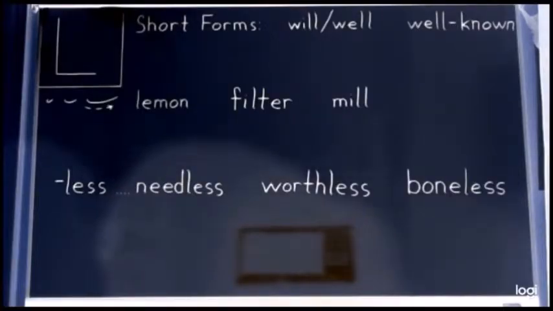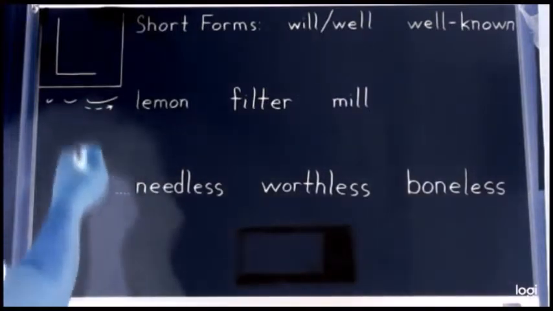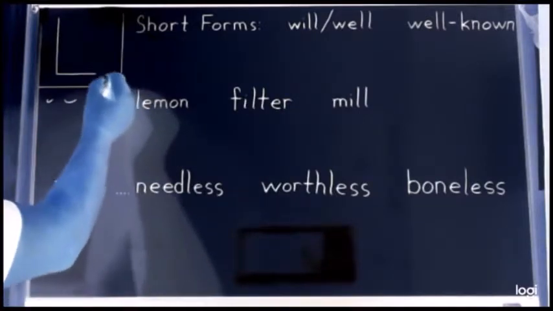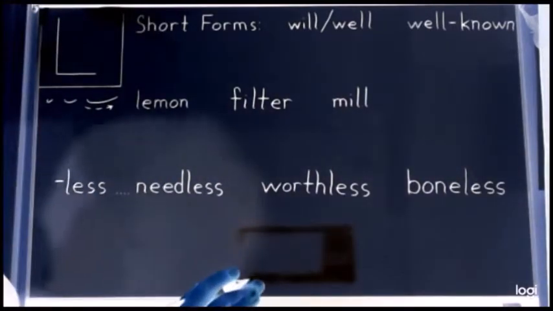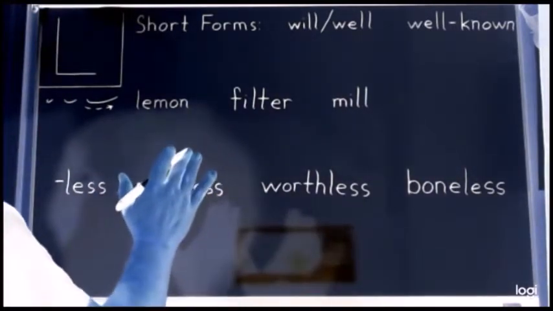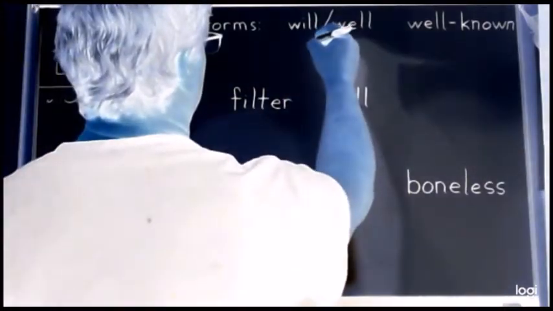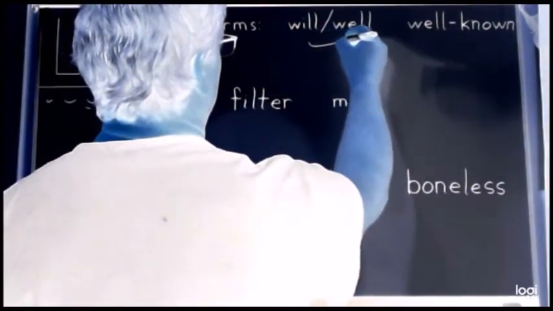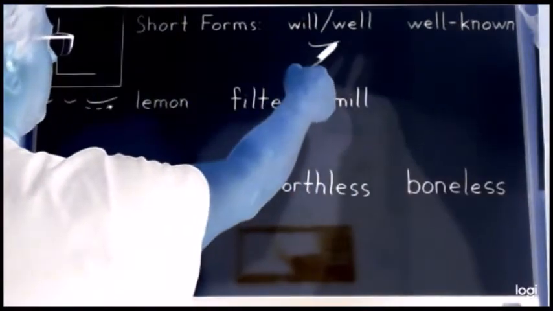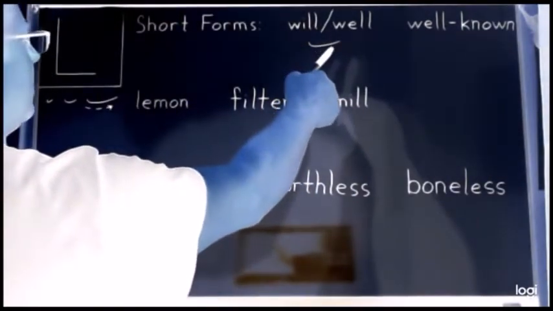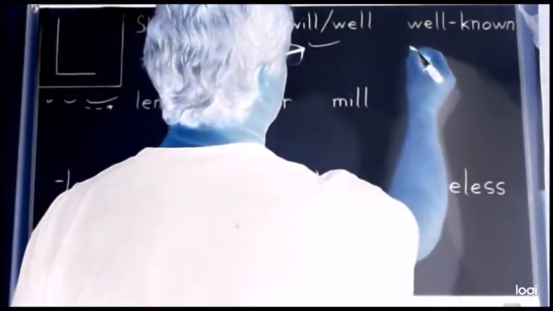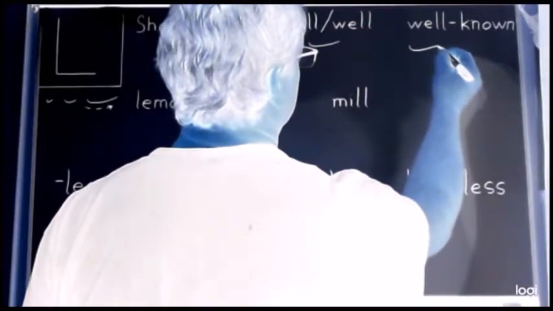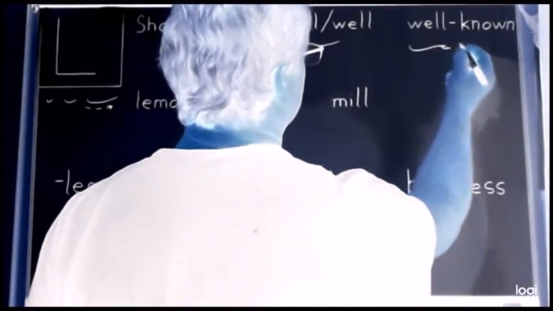Yay, a little old school here, looking like a chalkboard. But for the letter L, it is the large stroke that goes counterclockwise in this set of strokes. So the letter L will stand for the short forms will and well. Will by itself, well by itself. Well can also be used as a joined prefix. So we will write the word well known, which will be the L for well, and then the N-O-N for known.